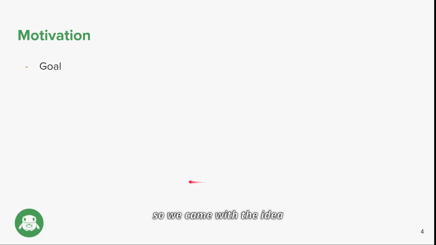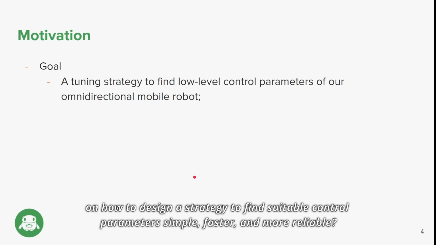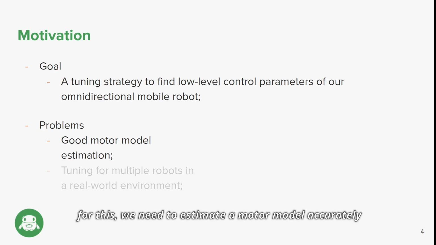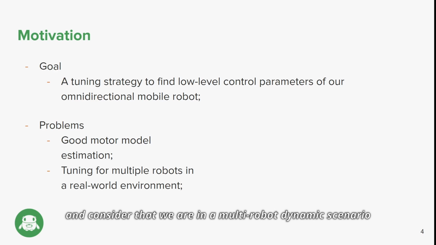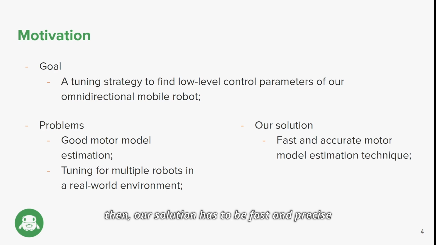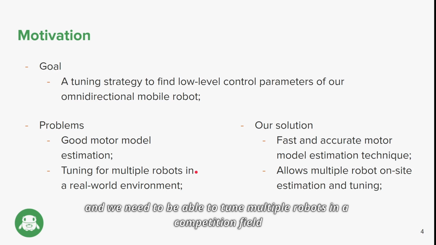So we came up with the idea of how to design a strategy to find suitable control parameters simpler, faster, and more reliably. For this we need to achieve an accurate motor model and consider that we are in a multi-robot dynamic scenario. Then our solution has to be fast and precise, and we need to be able to tune multiple robots in a competition field.